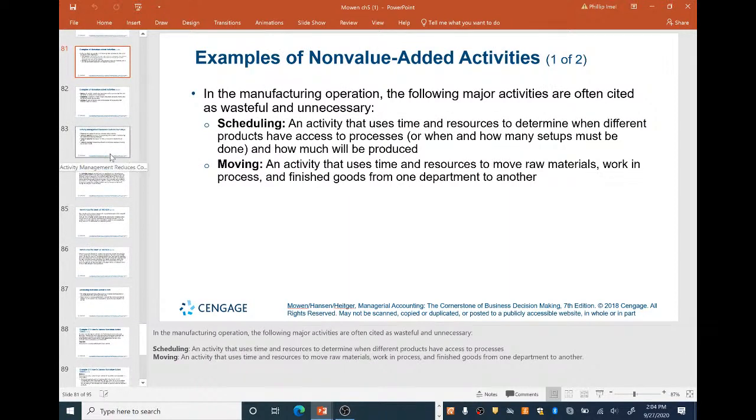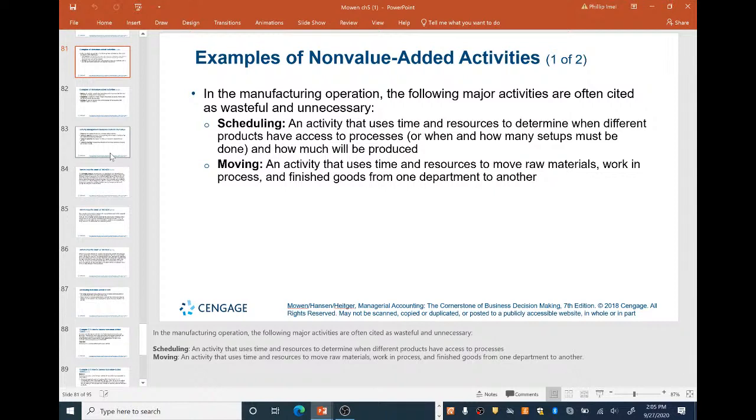So let's talk about some examples of non-value added activities. In terms of manufacturing operations, the following activities are usually going to be cited as being wasteful and unnecessary. So these would be non-value added activities once again. Scheduling. I think we all know what scheduling is: an activity that uses time and resources to determine when different products have access to processes and how much will be produced. So the scheduling of activities, events or meetings, whatever it might be. Moving, this is just moving goods from one station to another, one department to another, one geographic location to another, whatever it might be.